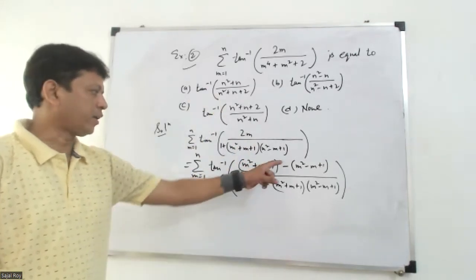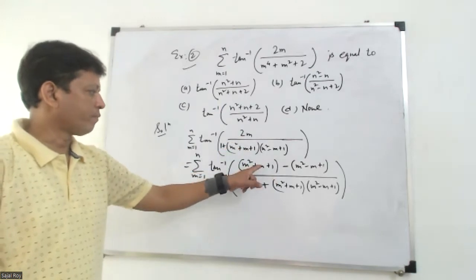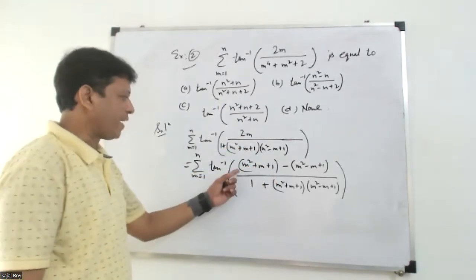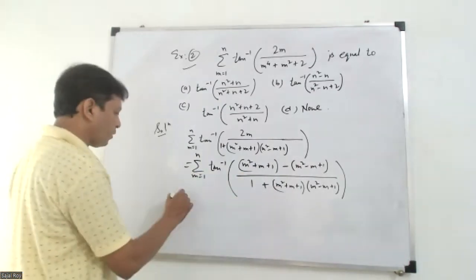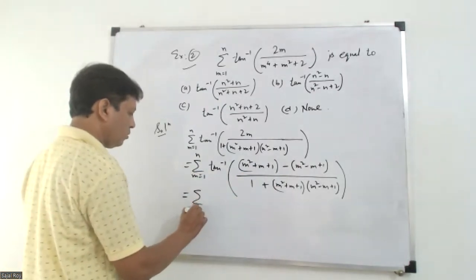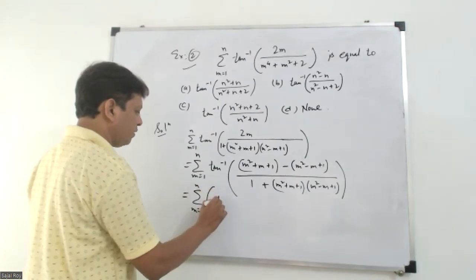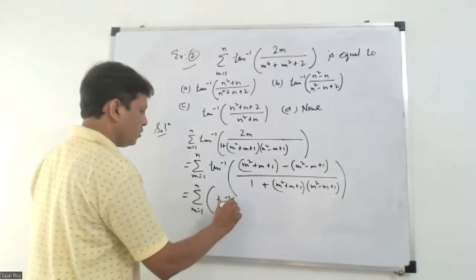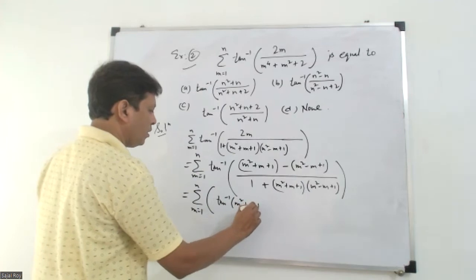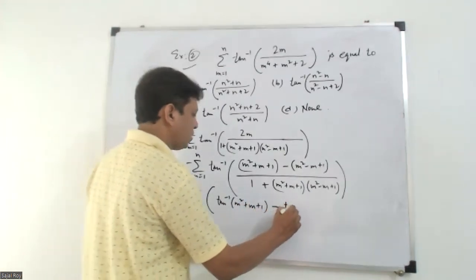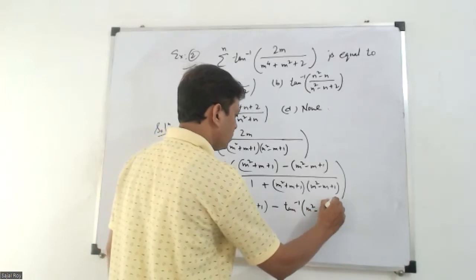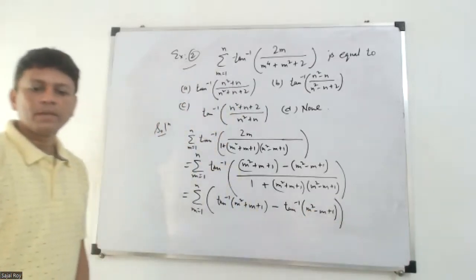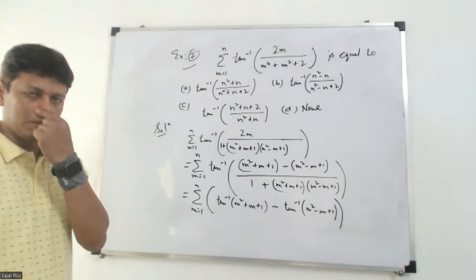So writing the numerator, you will have 2m, right? So it's tan inverse of a minus b by 1 plus ab. So what is the form now? Tan inverse a minus tan inverse b. Right. Tan inverse a minus tan inverse b. Okay.